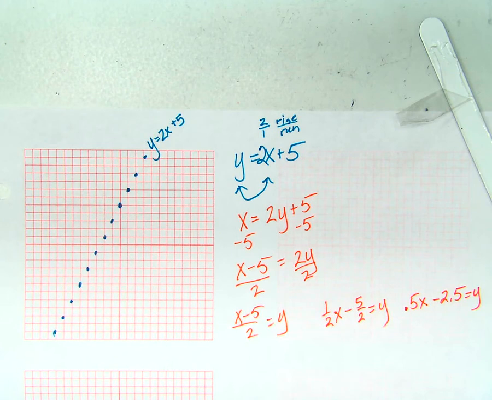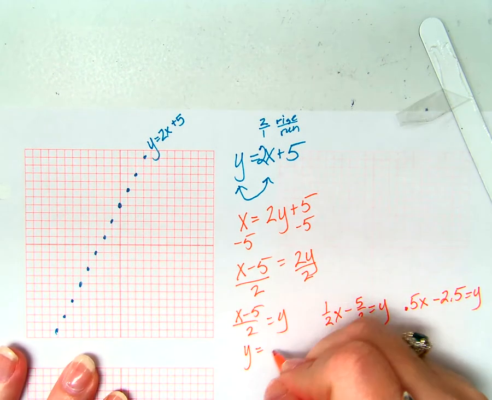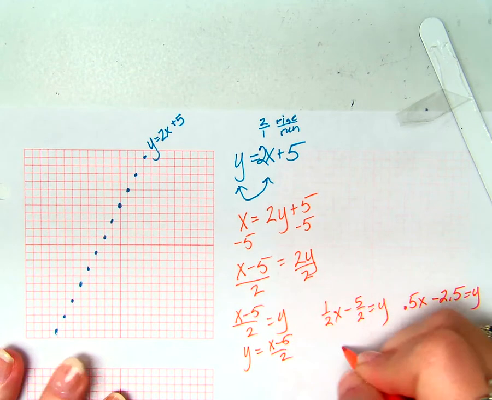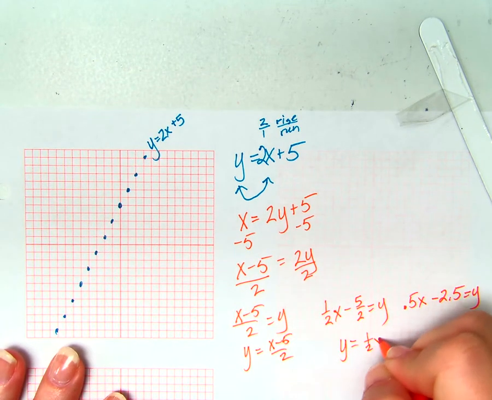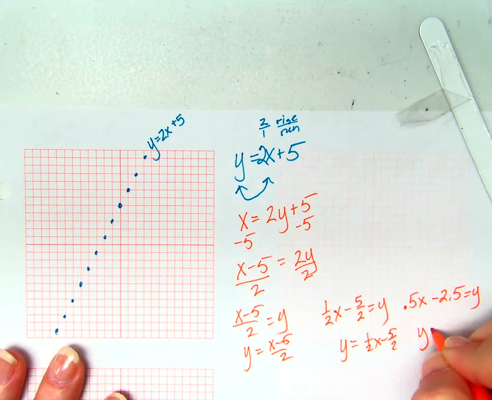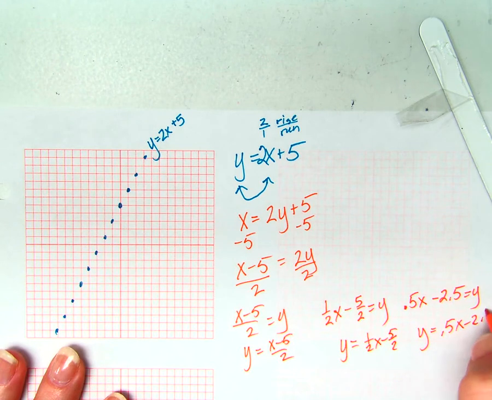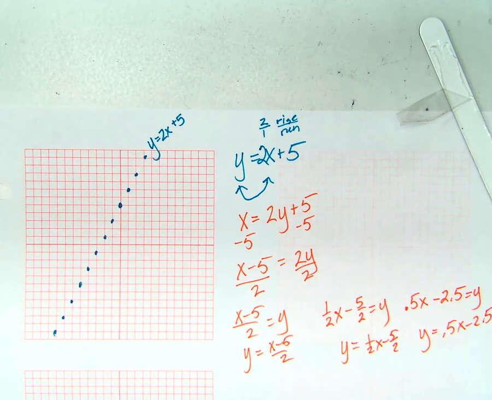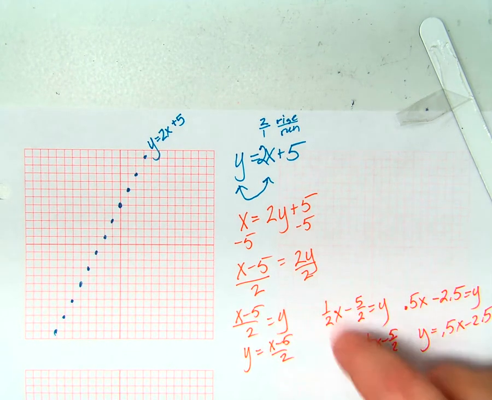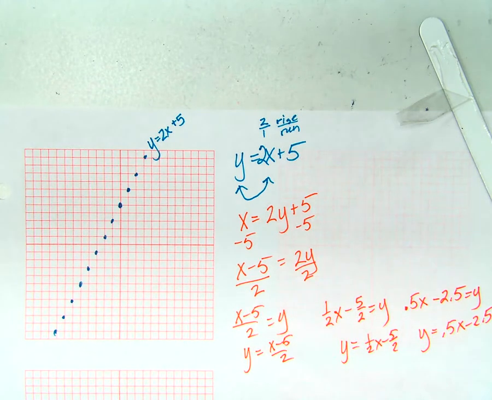And then, if you're like a purist, you could also say y equals x minus 5 over 2, y equals 1/2 x minus 5 halves, or y equals 0.5x minus 2.5. As long as you realize these two are the same, these two are the same, these two are the same. But the bottom row is written specifically in y equals, right? Instead of the other way around. Are you okay with either way? Good, I need you to be. Okay?